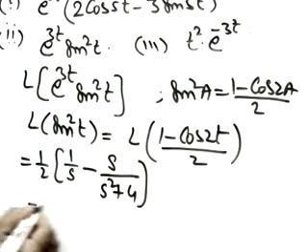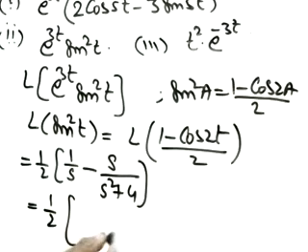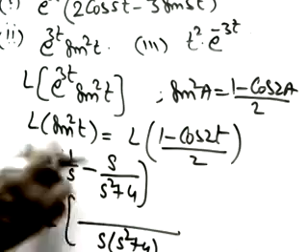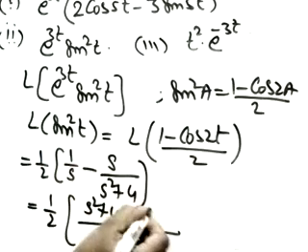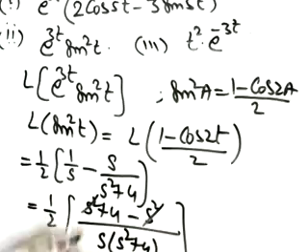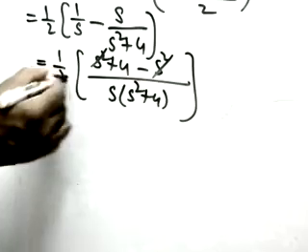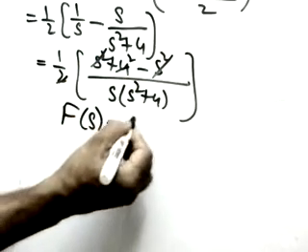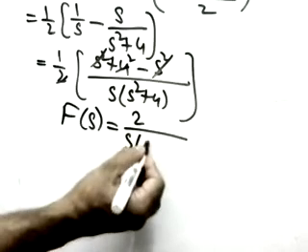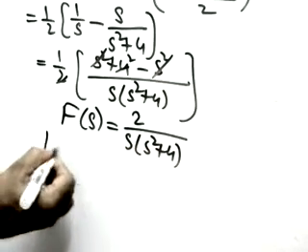2 square is 4. Let me take LCM, watch carefully, 1 by 2 into, we can even leave it here also. I am taking LCM. LCM will be s into s square plus 4. Now this will come here, s square plus 4 minus s square, so s square minus s square get cancelled, 2 ones are 2, twos, 2 ones are 2. So let me denote this with capital F of s. Its value is 2 divided by s into s square plus 4.